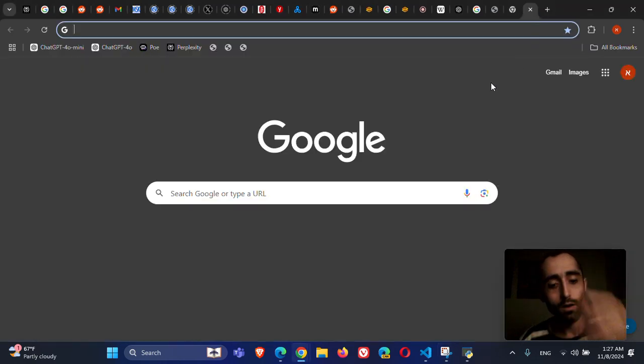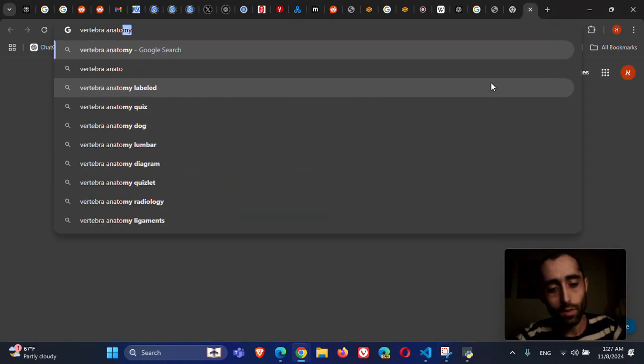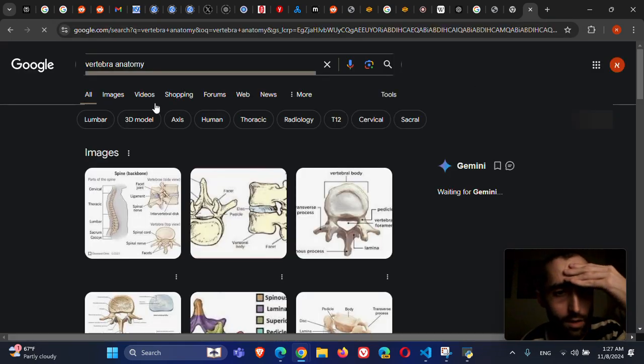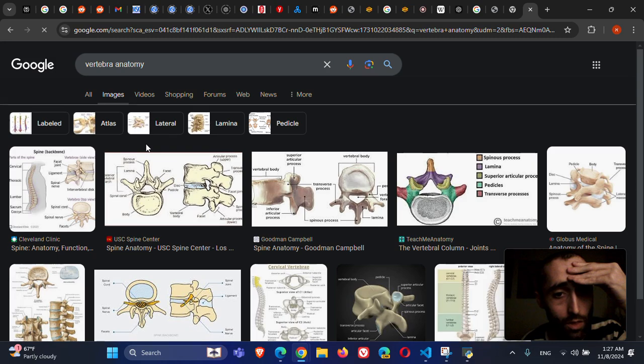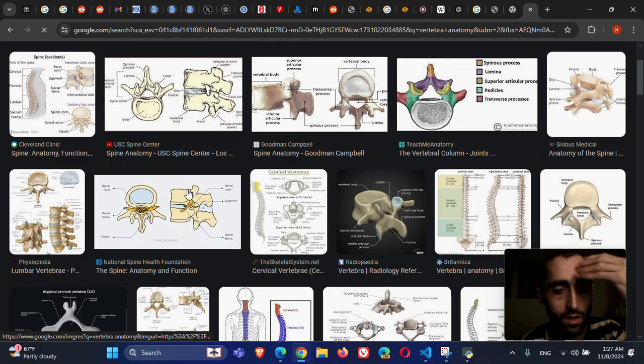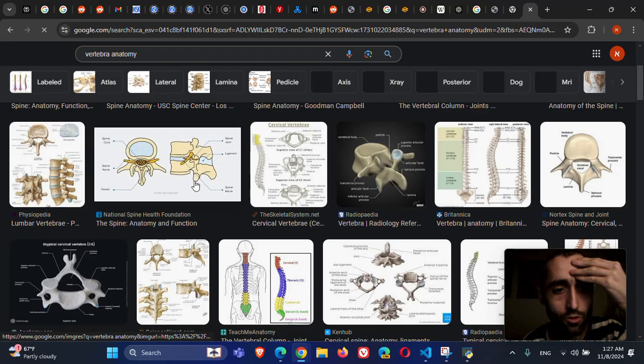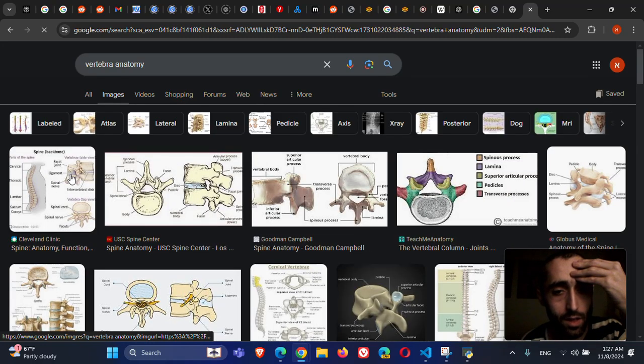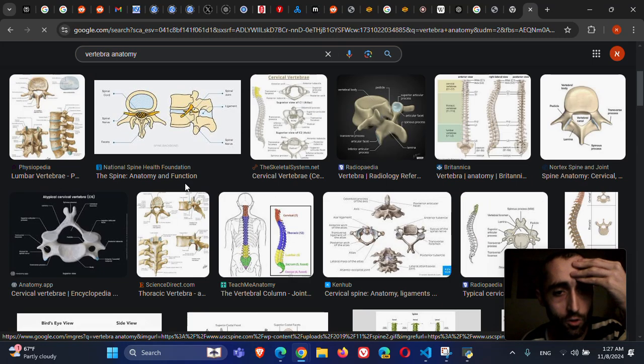There is vertebra anatomy, and why I want to ask it is because there are many structures that the LLM can just ignore and not tell me. And what I want it to tell me is not just the vertebra bony structures, but also the ligaments.